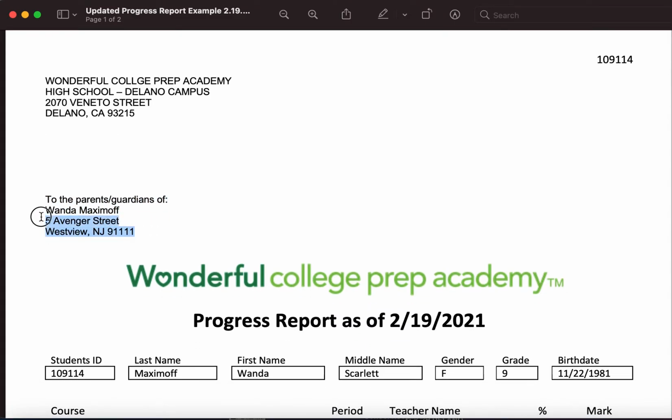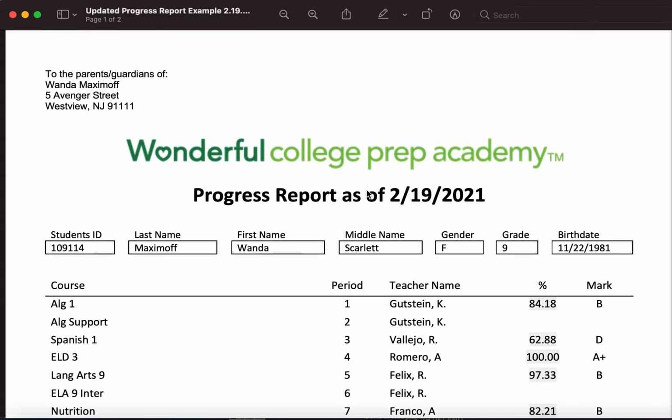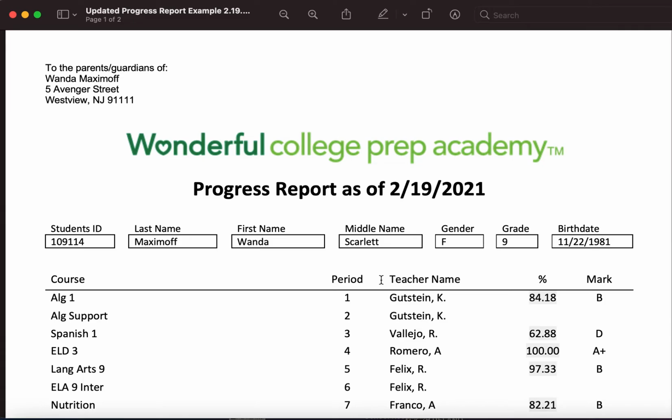Now, if any of this is incorrect, you can call the school and let us know, and we can make those changes. And that goes for any of the other information as well. So as a reminder, the progress reports were sent out on 2/19, which means grades may have changed since that point, which you can always see in Aries as well. But this is just to get a paper copy out to everybody who may not have access to Aries.